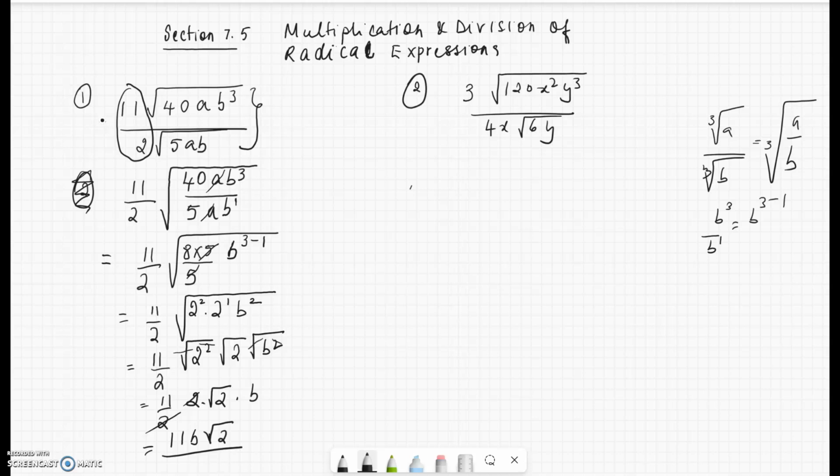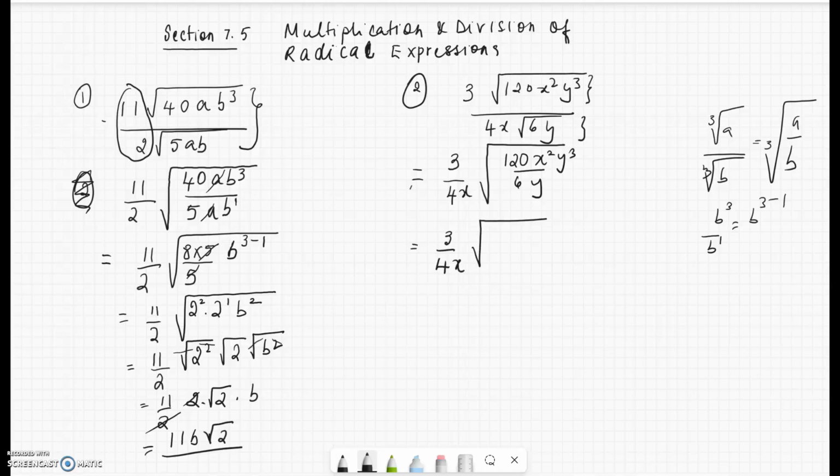Now let's look at the next one. So I have 3 over 4x. I'm going to leave that alone for a minute. I can combine the radical expressions in the numerator and denominator. So I have 120 x squared y cubed over 6y. Now this is equal to 3 over 4x.